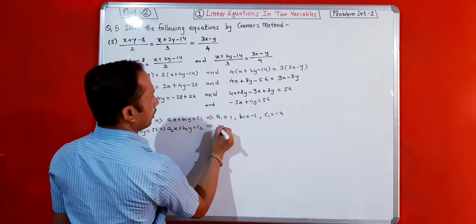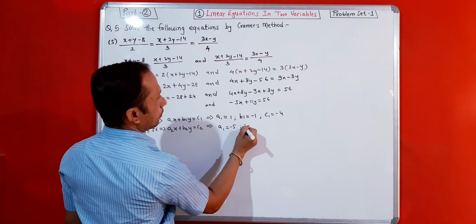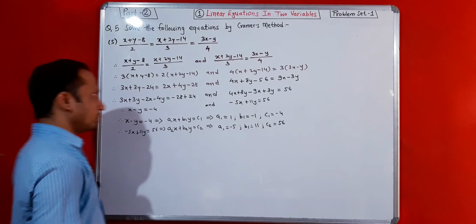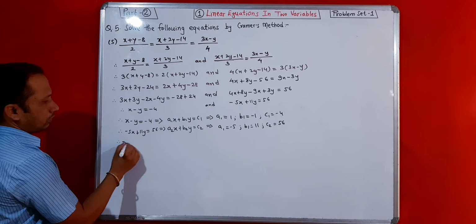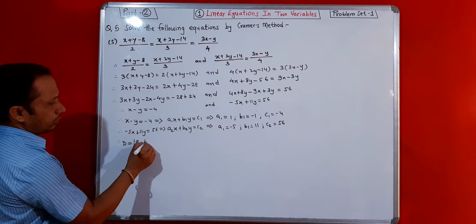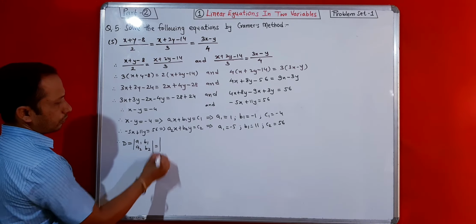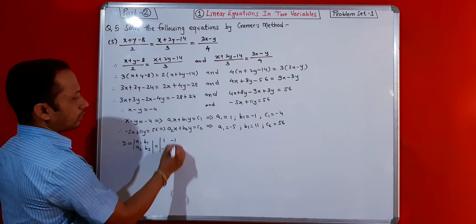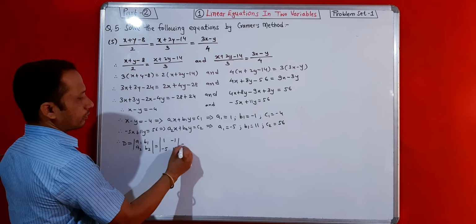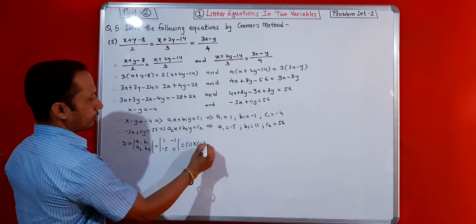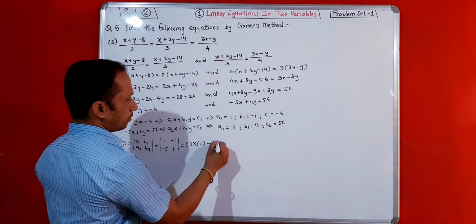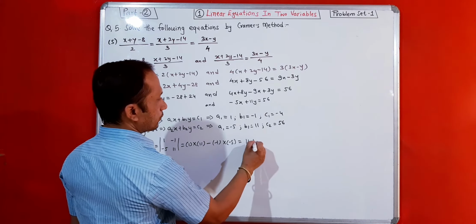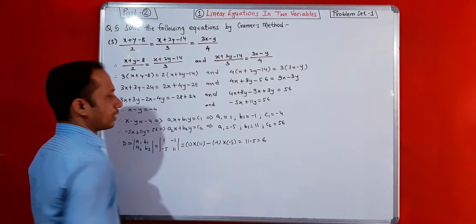Okay, here a2 is equal to minus 5, b2 is equal to 11, and c2 is equal to 56. Okay, now use the same. Therefore D is a1 a2, b1 b2. Where is a1 a2? 1 and minus 5, and minus 1 and 11, so 1 into 11 minus minus 1 into minus 5. So it is 11 minus 5, so it is 6.